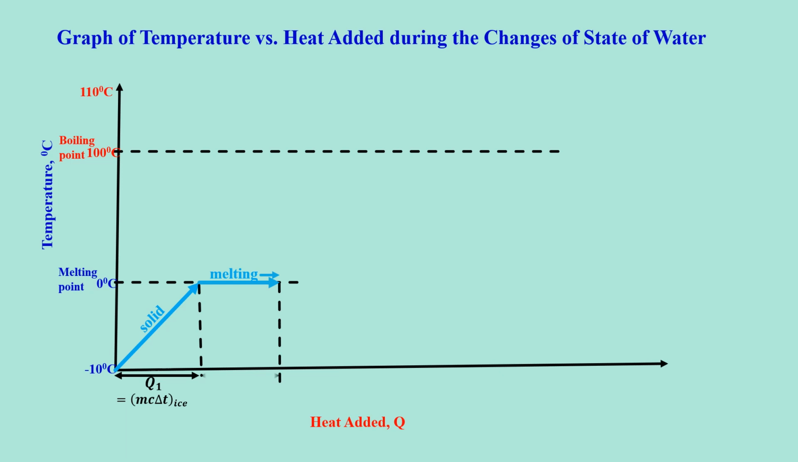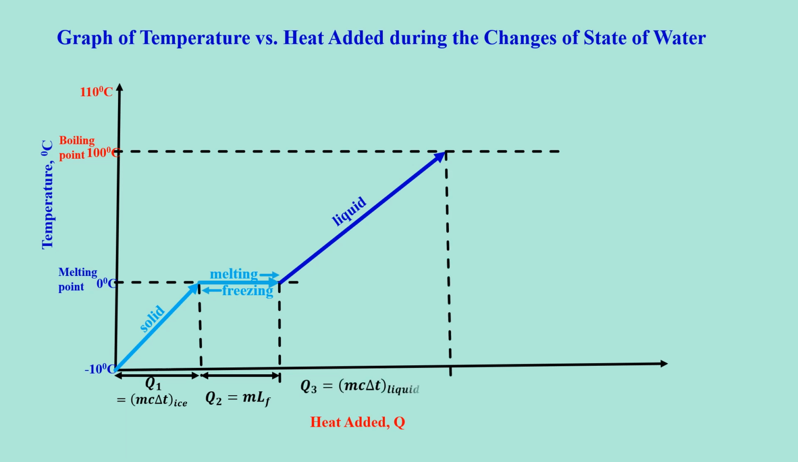That is given by Q sub 2 equals m times L sub F. This same amount of heat is removed if we want to bring liquid at zero to ice at zero, and that is the freezing process. Now, to bring the liquid at zero to liquid at 100 degrees Celsius, we need this heat Q sub 3 equals m times c times delta T of the liquid.